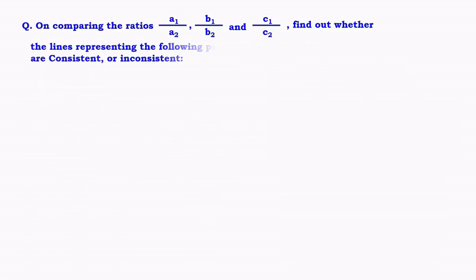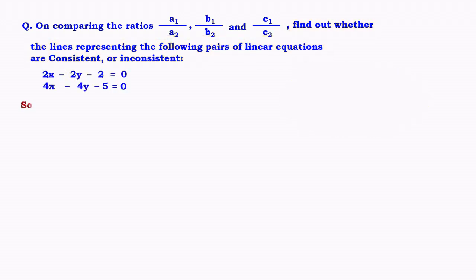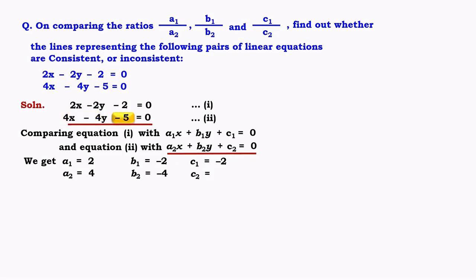Let us now solve this example. We are given two equations, 2x - 2y - 2 = 0 and 4x - 4y - 5 = 0. First, compare both equations with the standard form, ax + by + c = 0. From the first equation, a1 is 2, b1 is -2, and c1 is -2. From the second equation, a2 is 4, b2 is -4, and c2 is -5.